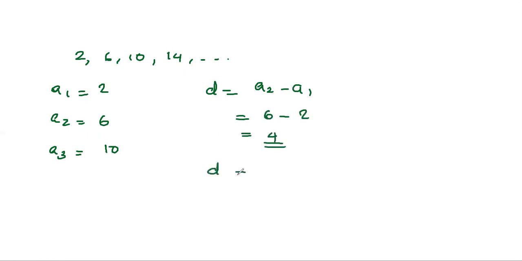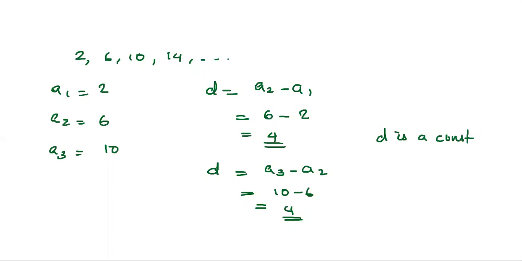You need to check the common difference again using A3 and A2. A3 minus A2. That's equal to 10 minus 6. That's also equal to 4. So we can say D is a constant, or we can simply say the differences between the consecutive terms are equal. So we can say this is an AP. Okay, this is an AP.